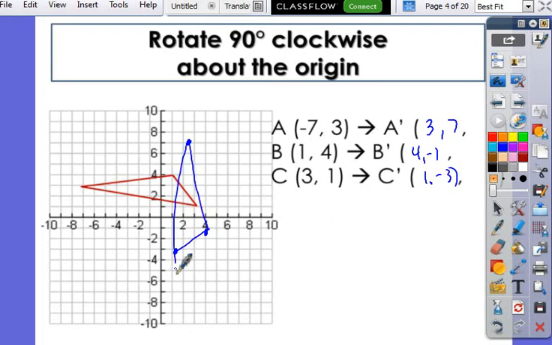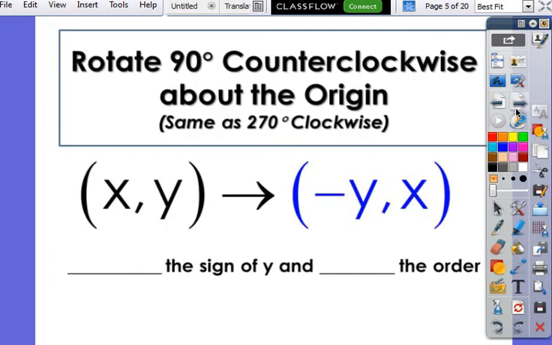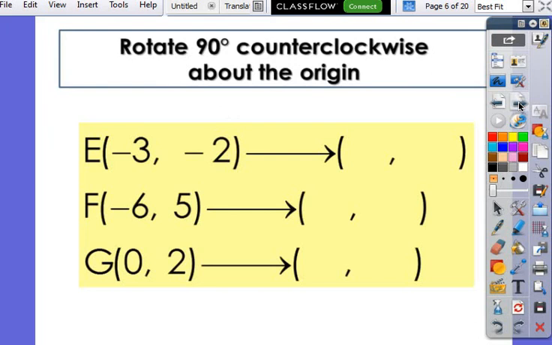All right, next one. If I rotate 90 counterclockwise, which is the same as 270 clockwise, what do I do? You change the sign of Y and then swap the order. All right, so if I want to take this and do 90 degrees counterclockwise, the rule said change the sign of Y. So this is going to be a 2, and then I switch the order, so that's 2, negative 3. This is going to be negative 5, switch the order, negative 6. And then negative 2, 0.